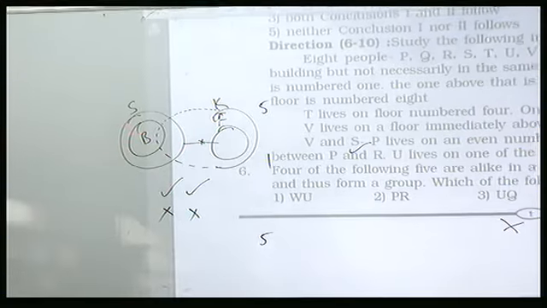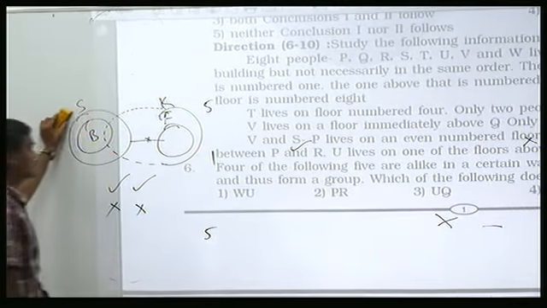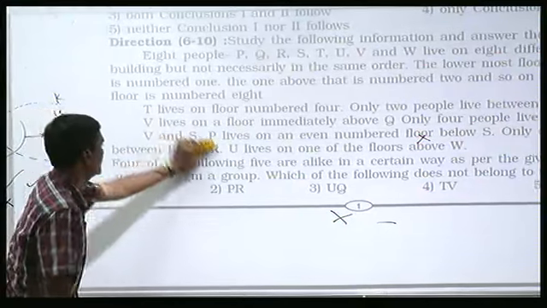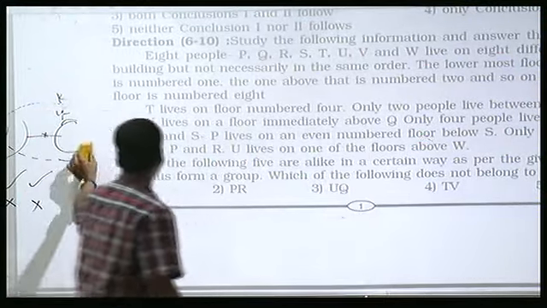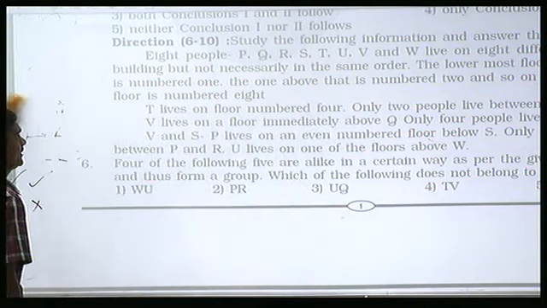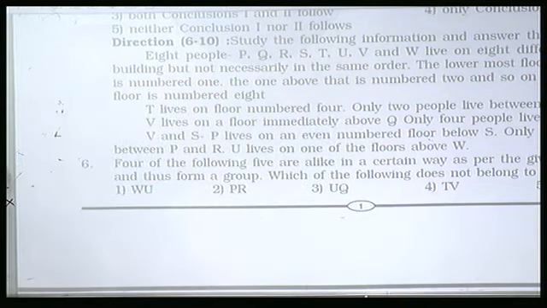Next one, 6 to 10. Now in this question number 6 to 10, floor arrangement. How many floors are there in total? 8 floors. 8 people P, Q, R, S, T, U, V and W live on 8 different floors of a building, but not necessarily in the same order.